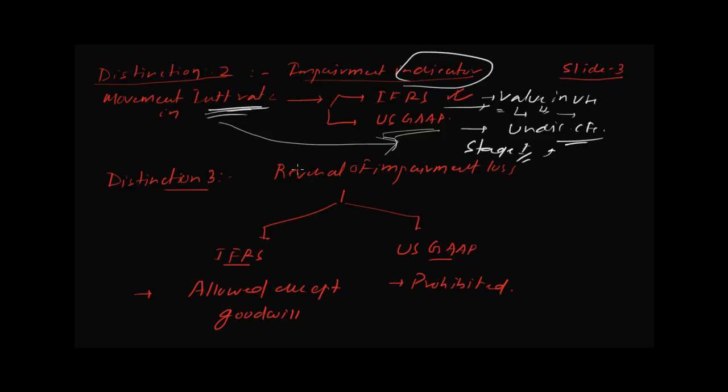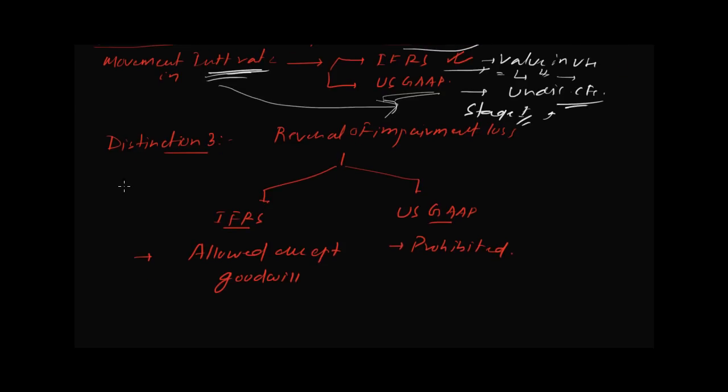The third distinction is the reversal of impairment loss. Suppose the carrying amount is 100 rupees, and the recoverable amount comes out to be 80 rupees. Then in such a case, we have booked an impairment loss of 20 rupees based on certain calculations. And what happens after that, the indicators have changed in favor of the entity, and based on my computation now, the value in use or the higher of value in use or the fair value less cost to sell is coming out to be 110.